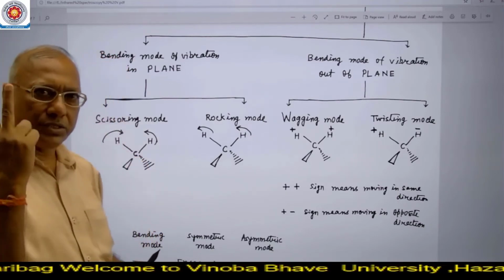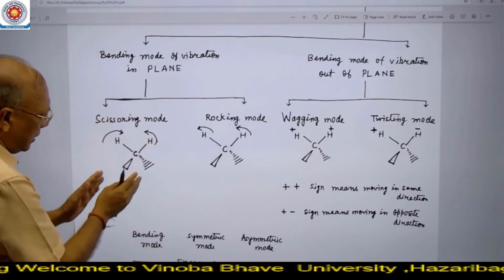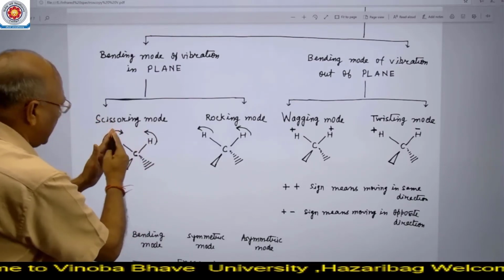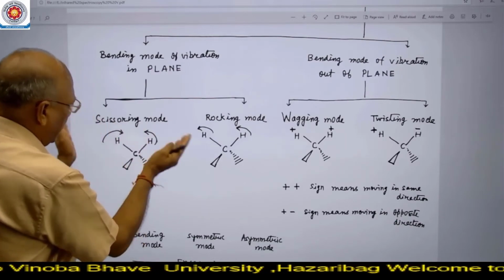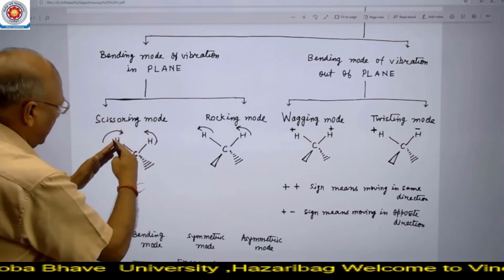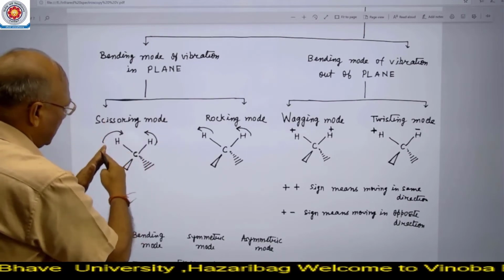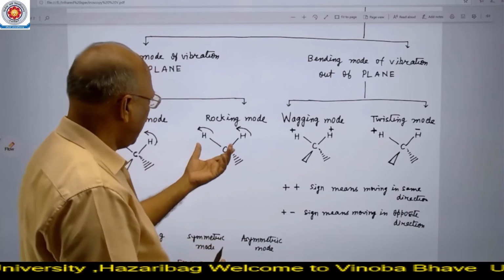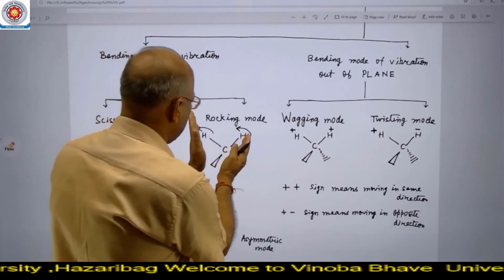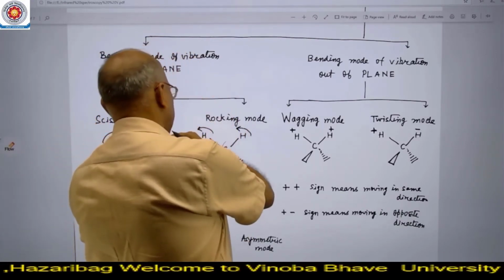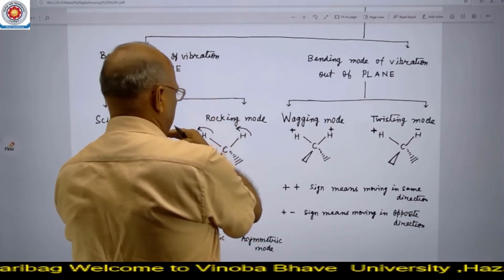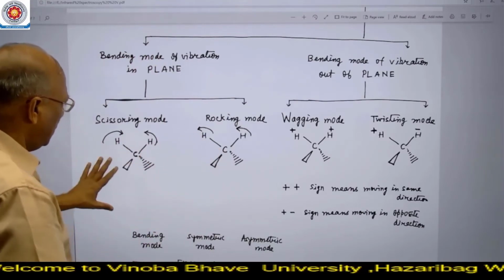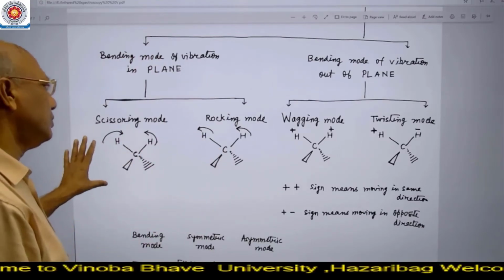So they are in the same plane. These two bonds are on the same plane of the smart board. They come close together and go far apart also. But if such a vibration takes place that these two bonds go simultaneously on one side, then it is called rocking mode. So these two vibrations are in the plane of this smart board.